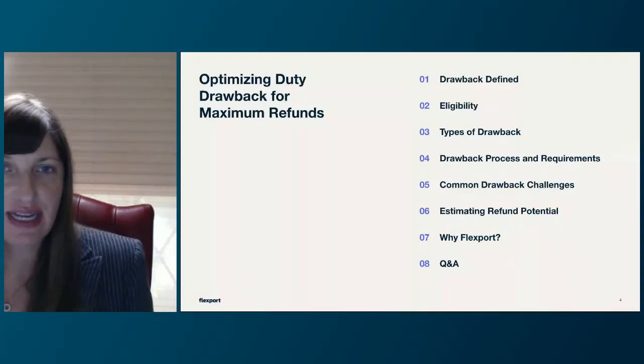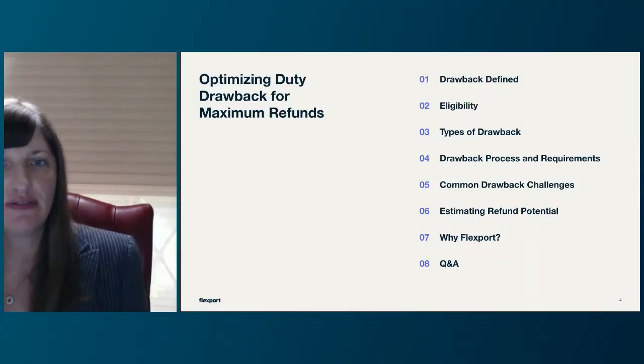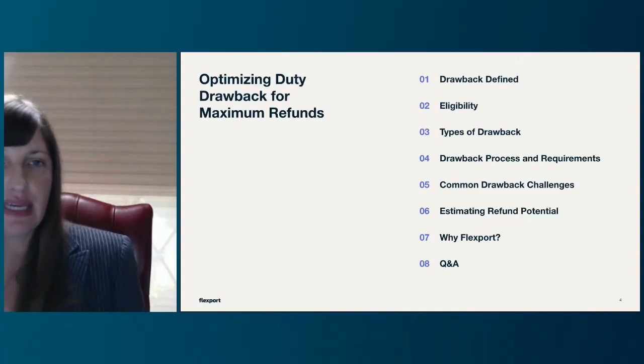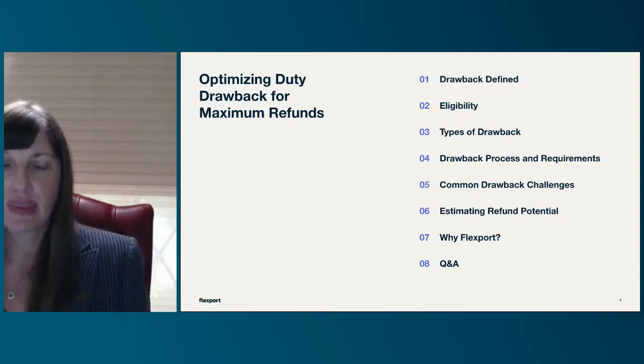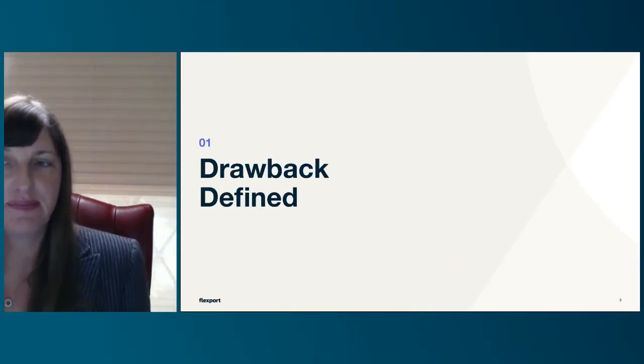Here's our agenda for today. We're going to kick things off with defining drawback, and then we'll jump into eligibility, types of drawback, process and common challenges, how to estimate refund potential, and finally a little bit about how Flexport can help optimize your drawback program for maximum refunds while minimizing your effort. Lastly, we'll close it out with a little Q&A, so be sure to get your questions in. So let's jump right in.